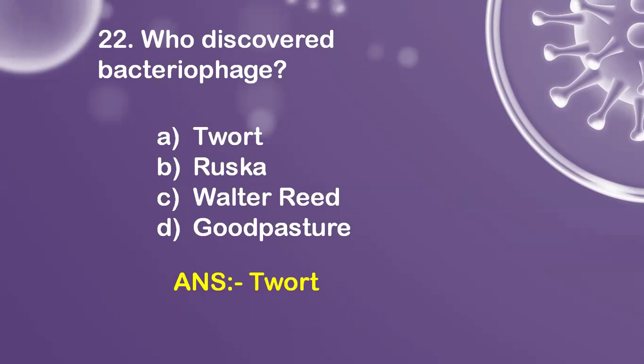Ruska introduced the electron microscope. Walter Reed proved that mosquitoes carry the yellow fever agent. And Goodpasture gave the chick embryo cultivation techniques, like virus cultivation in chick embryos was given by scientist Goodpasture.